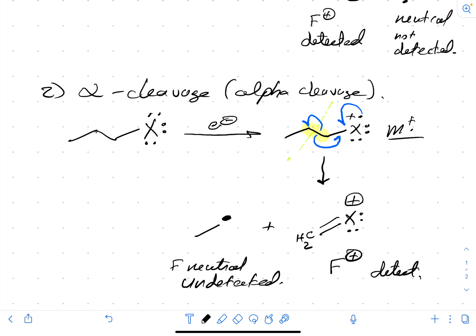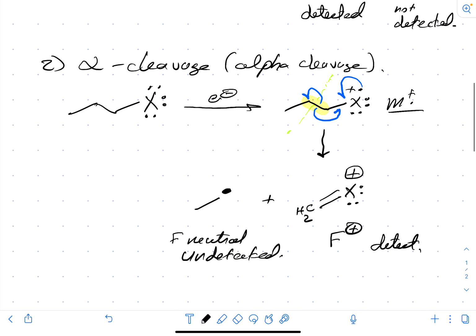Okay, so those two types of fragmentation patterns are very common for species that have a heteroatom that have lone pair electrons, because when those are present, we can pinpoint exactly where that single electron was ejected to make the molecular ion, and that lets us go through and figure out fragmentation patterns.